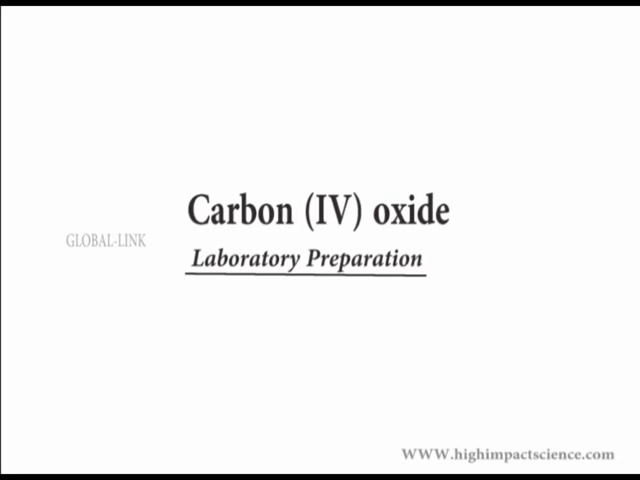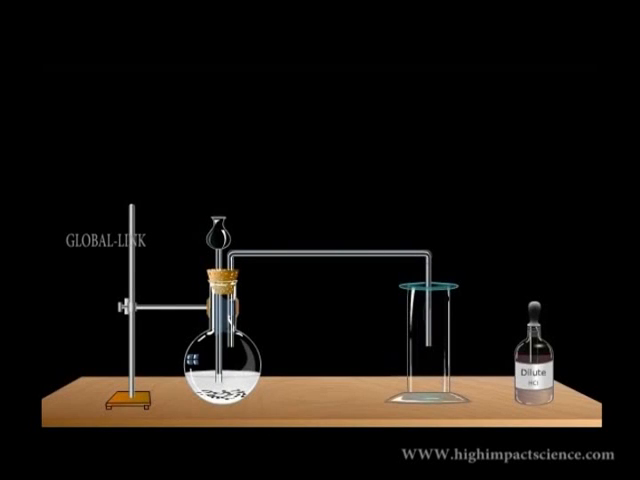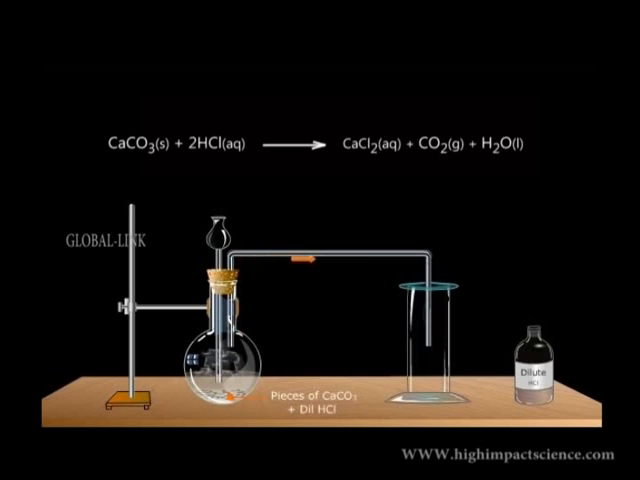In the laboratory, carbon dioxide is synthesized by reacting calcium carbonate with dilute hydrochloric acid. A few pieces of calcium carbonate are taken in the round-bottomed flask. Dilute hydrochloric acid is added to it and carbon dioxide is evolved steadily. The gas is collected in the jar by upward displacement of air because it is denser than the air itself.